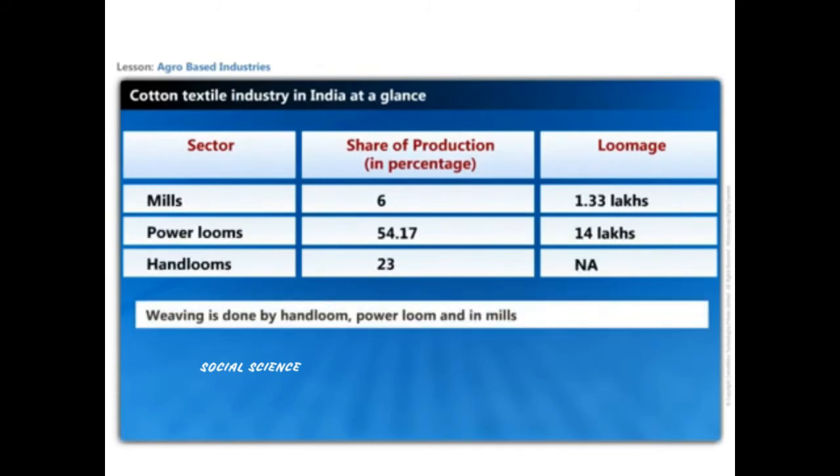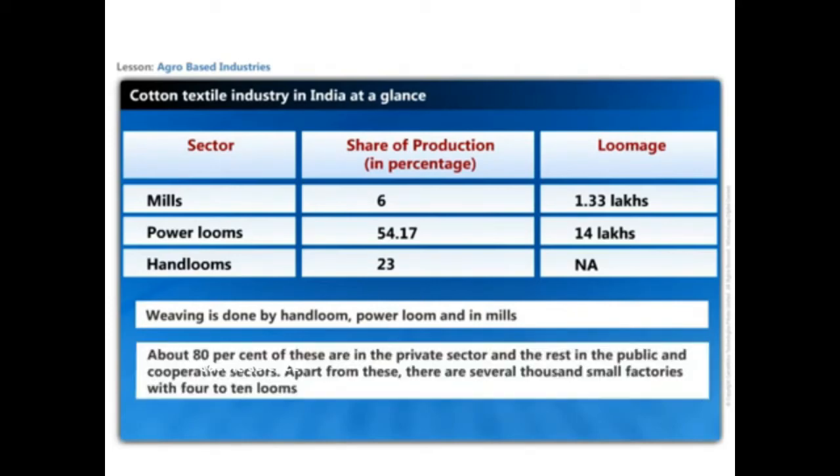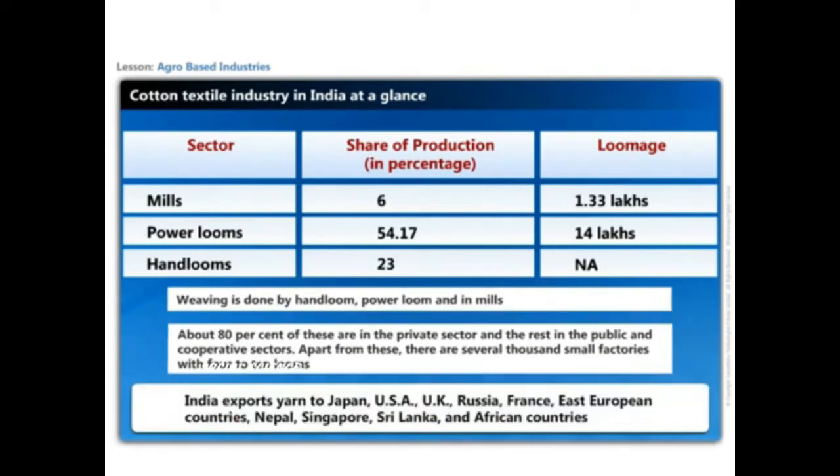Weaving is done by handloom, power loom and in mills. About 80% of these are in the private sector and the rest in the public and cooperative sectors. Apart from these, there are several thousand small factories with 4 to 10 looms. India exports yarn to Japan, USA, UK, Russia, France, East European countries, Nepal, Singapore, Sri Lanka and African countries.